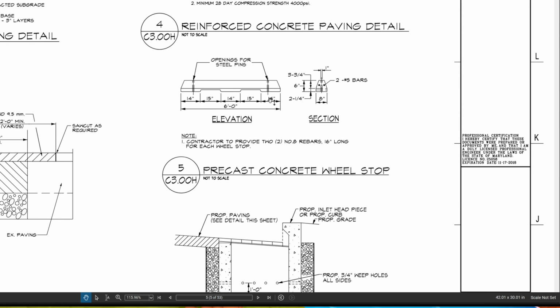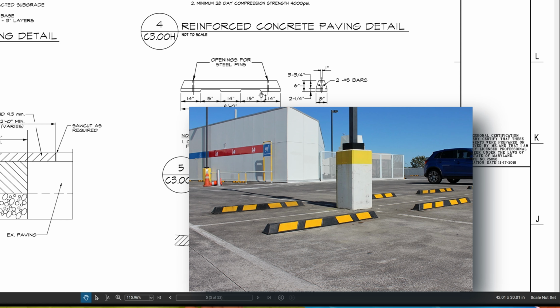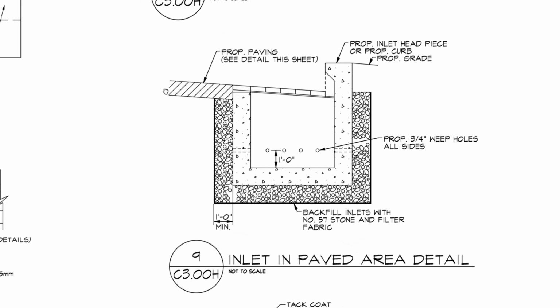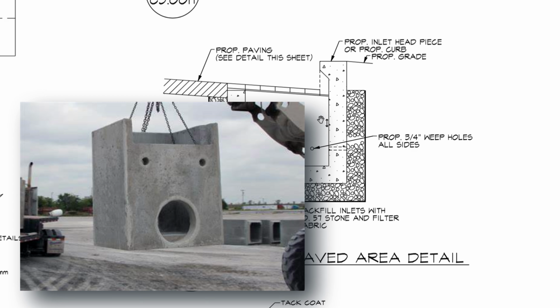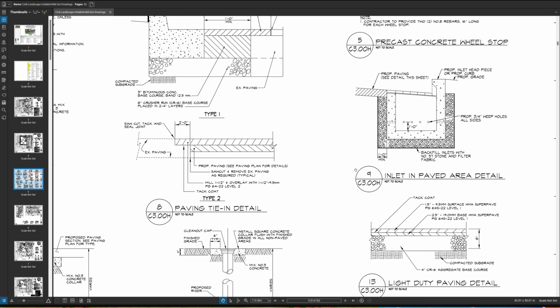And this is a profile for the precast concrete wheel stops that they have in the parking lot. All right, here you see the detail for an inlet and a paved area. So this is the proposed paving, and then you have your proposed inlet headpiece or the proposed curb. So this is like, you know, your sewer drainage is what that's showing. So this is something that's dug out and placed in place, and so this is just a detail for that.